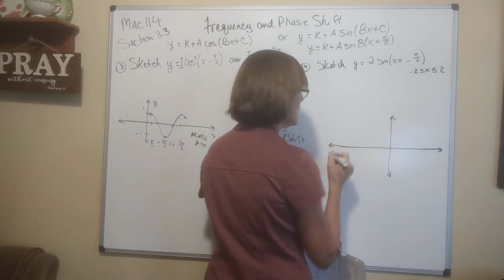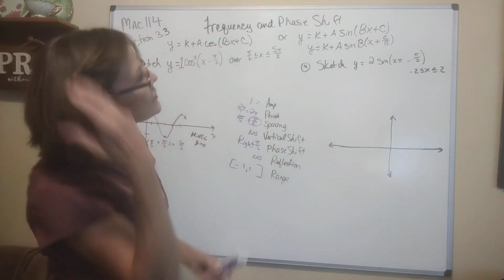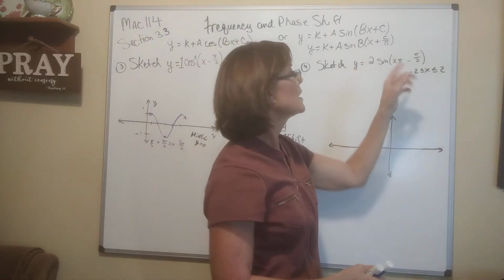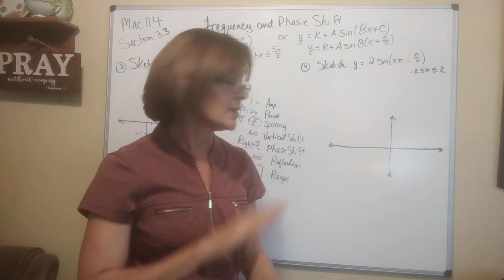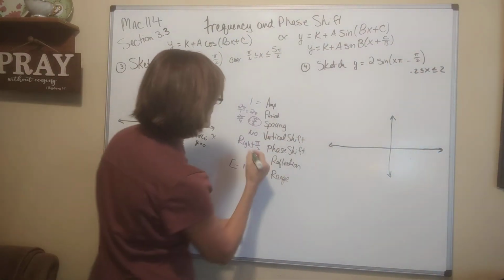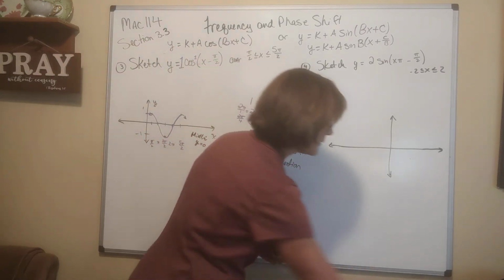All right. So what do we know here? Let's start picking this guy apart. Do you see a plus k? Plus or minus anything? I do not. So that means no vertical shift. Okay, so this means, where's my vertical shift? There's not any vertical shift.